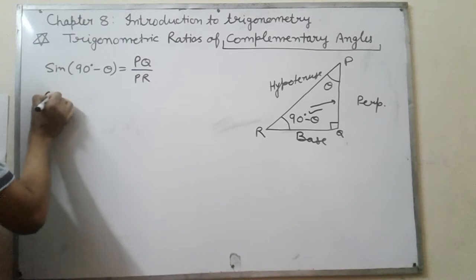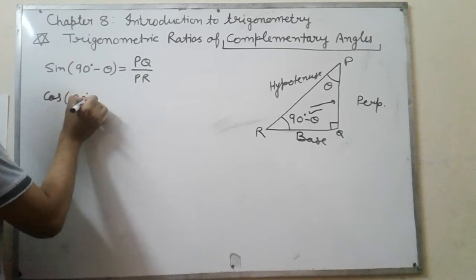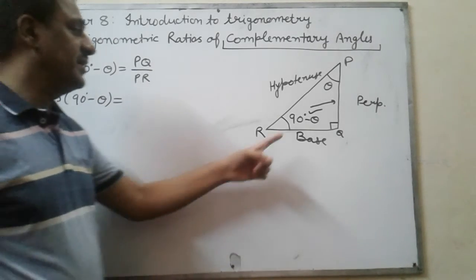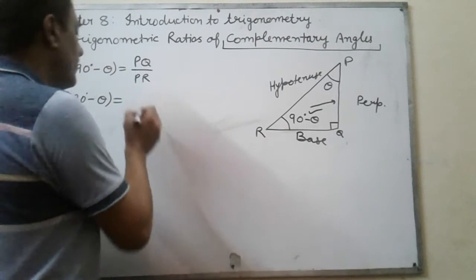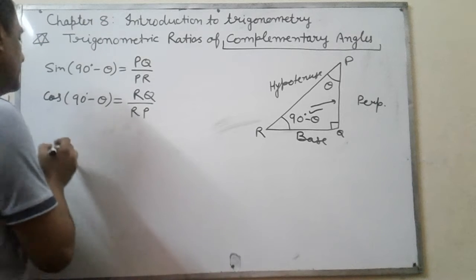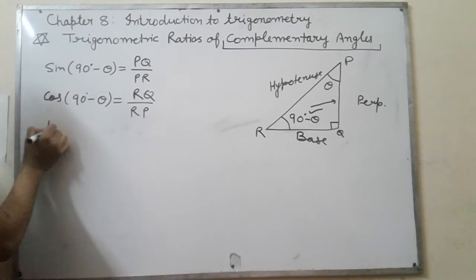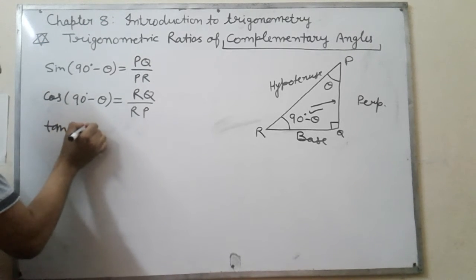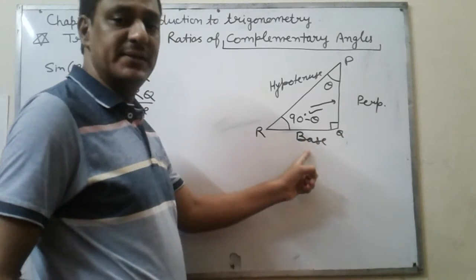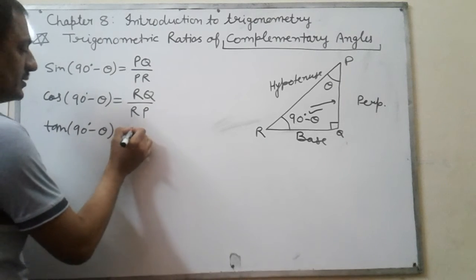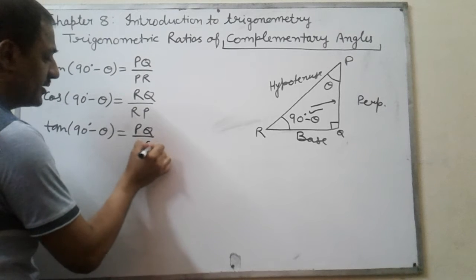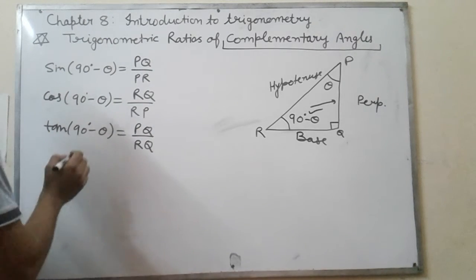Similarly, we can write cos 90 degree minus theta. As you know, in case of cos, it is base upon hypotenuse. Here base is RQ, so RQ upon RP. Similarly, tan 90 degree minus theta is equal to perpendicular upon base. Perpendicular is PQ, so PQ upon RQ.